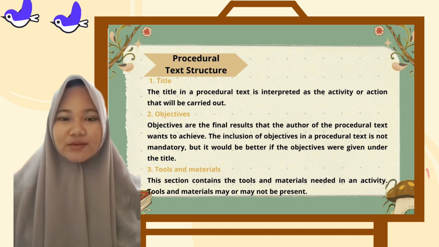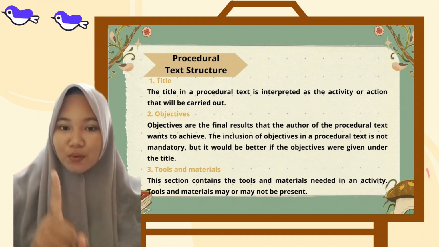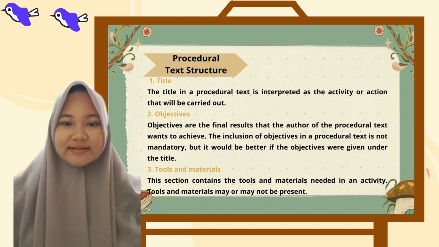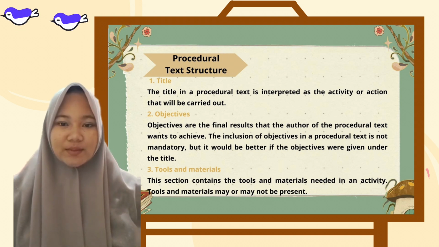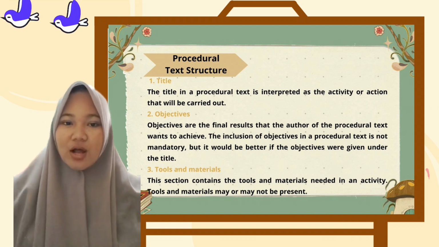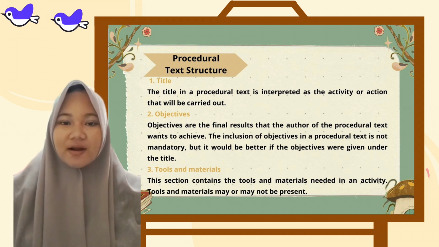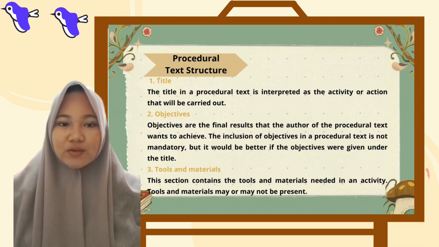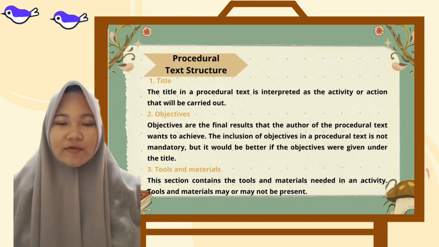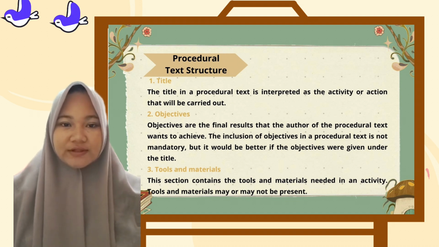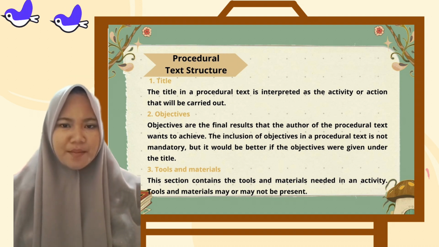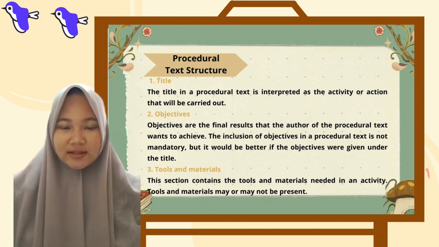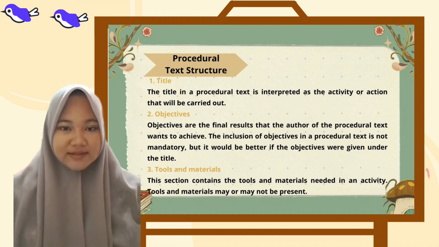Okay, next, procedural text structure. Number 1, title. The title in a procedural text is interpreted as the activity or action that will be carried out. Number 2, objective. Objectives are the final result that the author of the procedural text wants to achieve. The inclusion of an objective in a procedural text is not mandatory, but it will be better if the objective is given under the title.